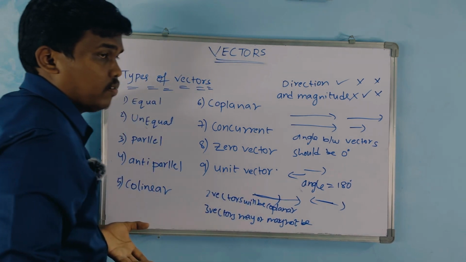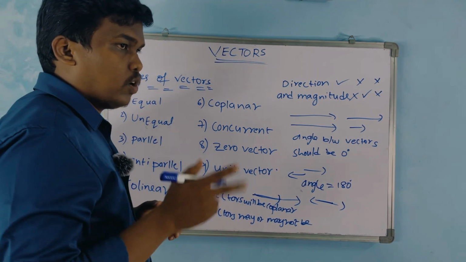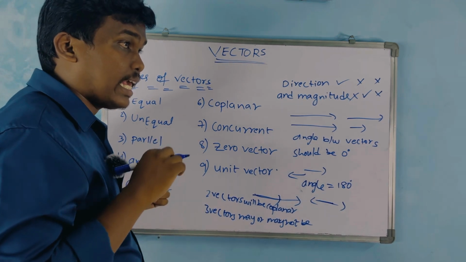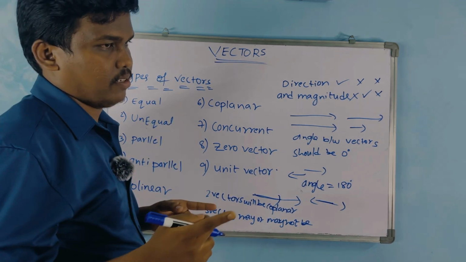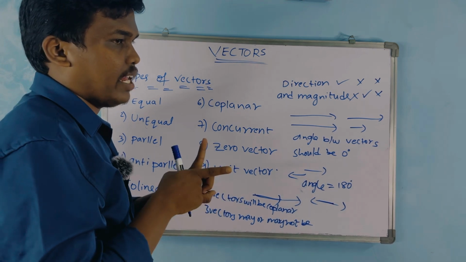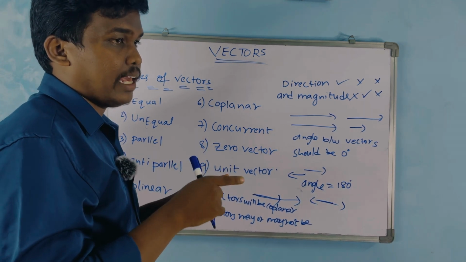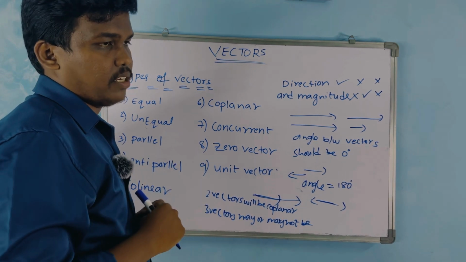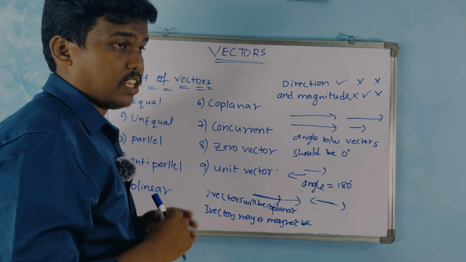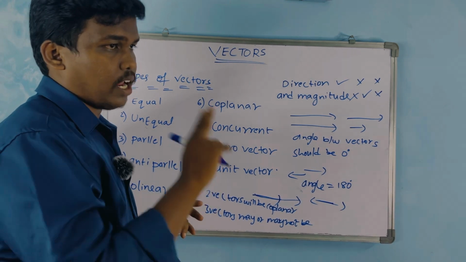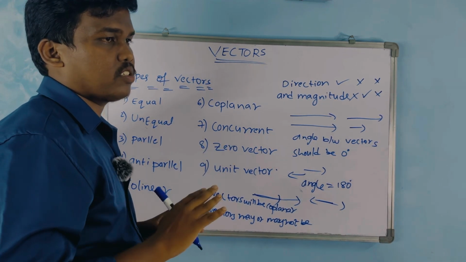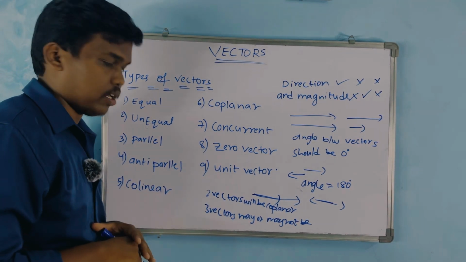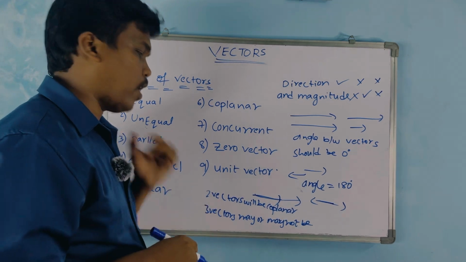They may be coplanar, they may not be coplanar. Why? Because two vectors lie in one plane and another vector can lie on another plane. For example, two vectors lie in the xy plane and another vector can lie in the xz plane or yz plane. In that condition, we can't say that three vectors are coplanar. Two vectors are coplanar, but the other vector is not coplanar. So that is the reason two vectors will be coplanar, but three vectors may or may not be coplanar.